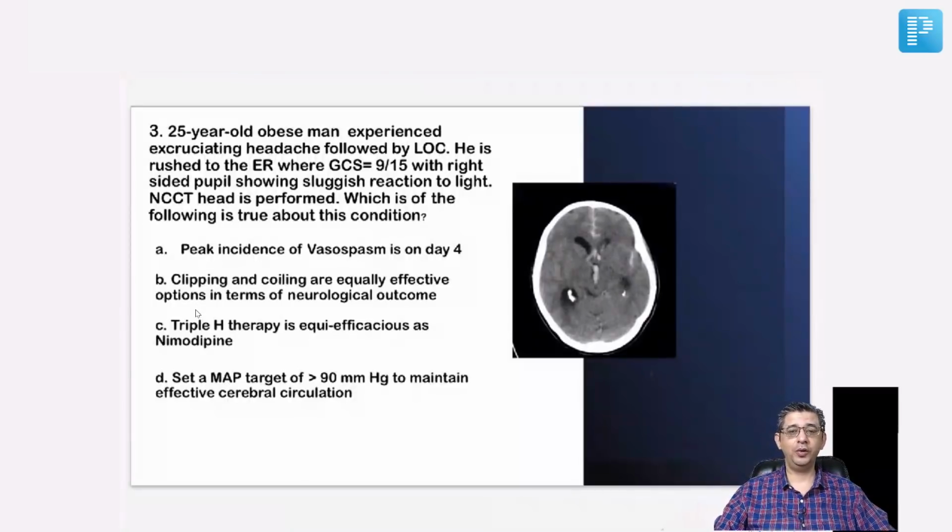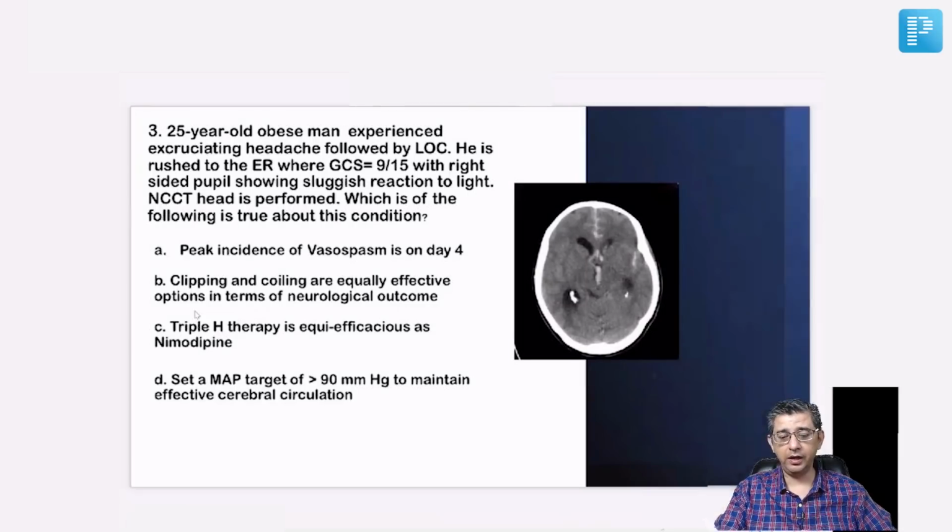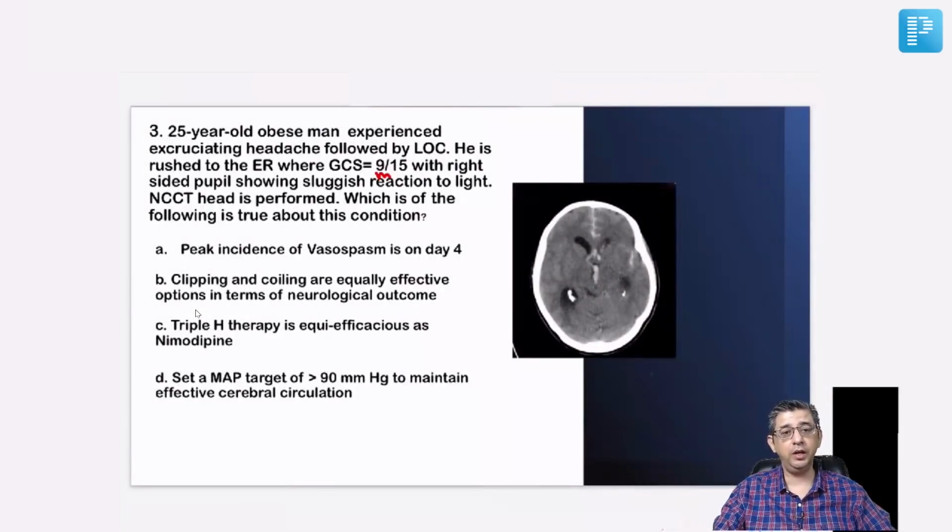A 25-year-old obese person has experienced an excruciating headache followed by loss of consciousness. So you are definitely thinking in terms of a CNS event, and he is rushed to the emergency room where the GCS is definitely low. Well, it has not reached the level of coma, I would say, but at least the GCS of this patient is alarmingly low, and his right pupil is showing sluggish reaction to light. So there is definitely a possible CNS bleed in this guy, which is involving the oculomotor nerve. The NCCT head of this patient is performed, and that's the key. That's step one.